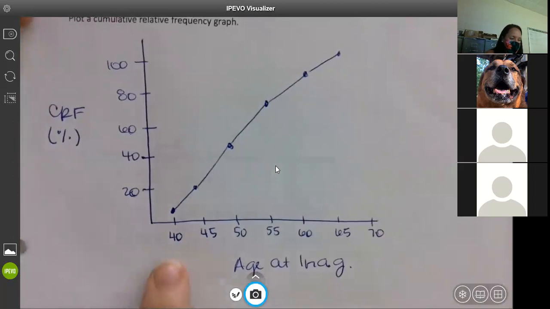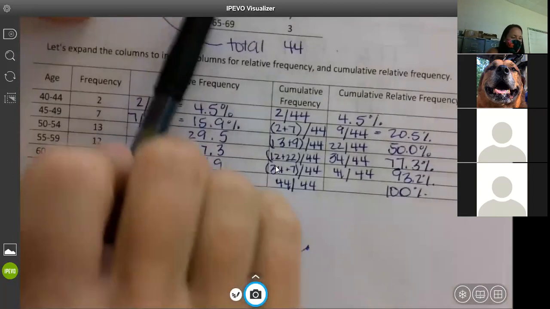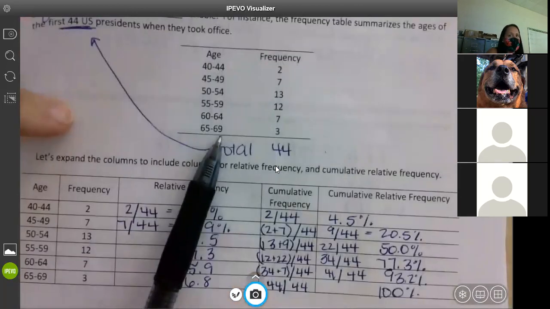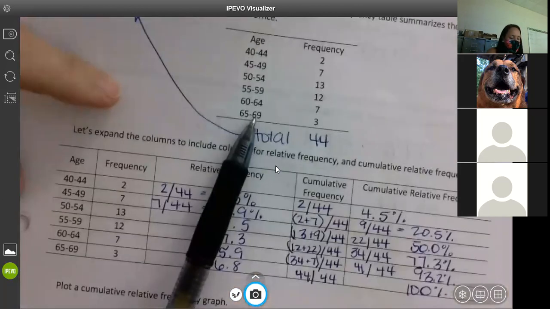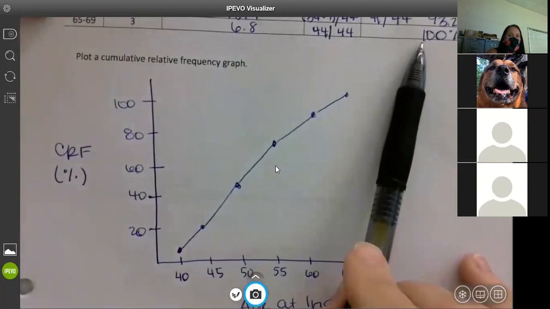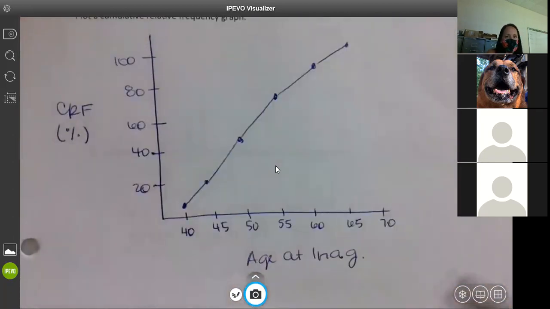So we started with age 40 because it was the least up here in our chart, to 70 right here. It went to 69, but we did 70. And then on the side, it's from 0 to 100. And then you just plot the points and connect them. Okay, so I'm not gonna make it. If you wanna make it, that's fine, but I did wanna show you what it looks like.